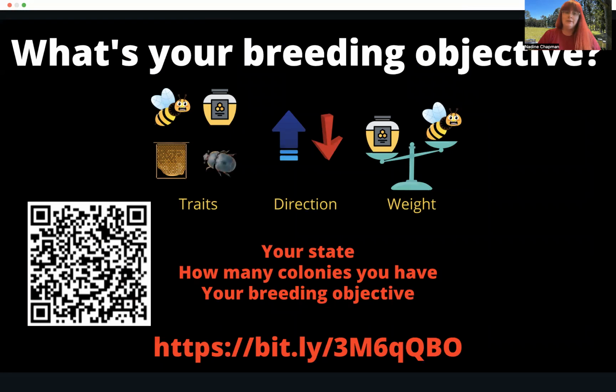And a breeding objective is what traits you want to select for, whether you want to increase them, decrease them, or make them average, and whether you value some traits more than others, so what weight you would put on a trait. And Plan B would really like to hear about your breeding objectives. It will help to drive the program, and also we can get that information back to queen bee breeders so that they can tailor their programs for their markets. There's just 3 questions. We want to know what state you're from, how many colonies you have, and what your breeding objective is. And you can get it on either this website or from the QR code.